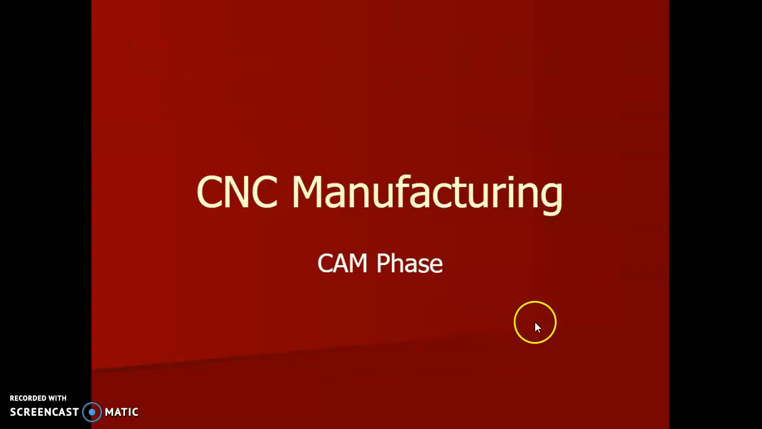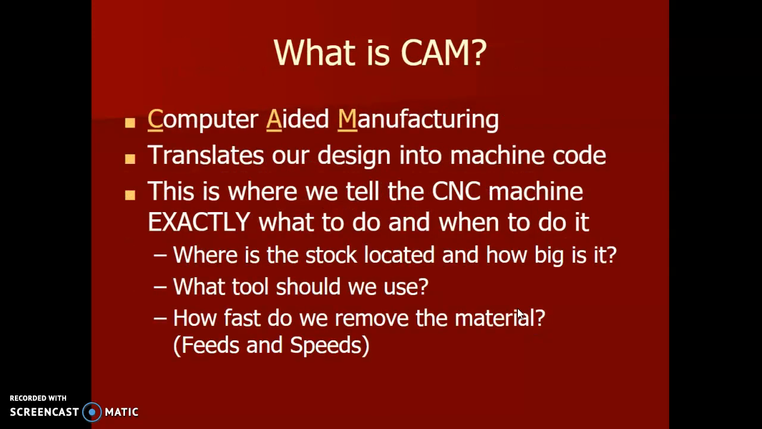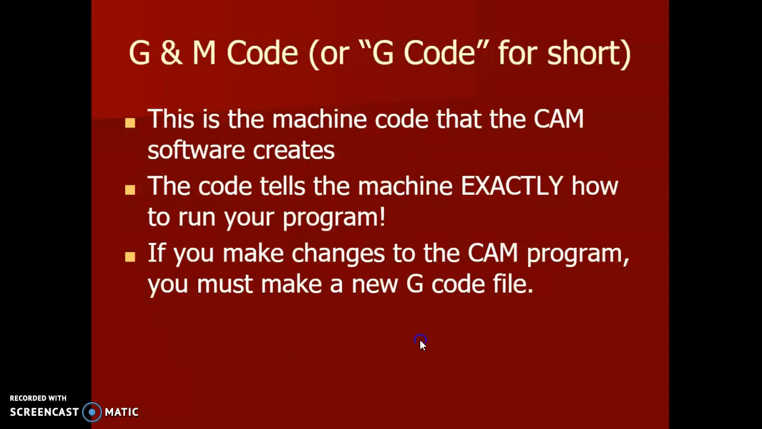The CAM phase, or computer-aided manufacturing. So what is CAM? CAM is considered computer-aided manufacturing, and that's what takes our design into machine code. This is exactly where we tell the CNC machine exactly what to do and when to do it. Like, where is the stock located and how big is it? What tool are we going to use? And how fast do we remove the material, which is called feeds and speeds?